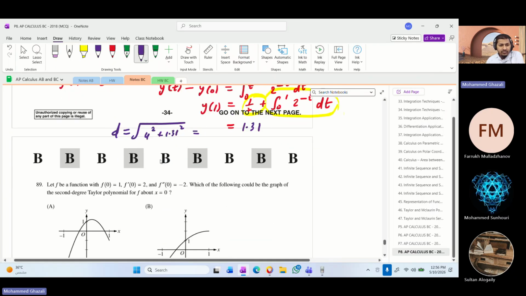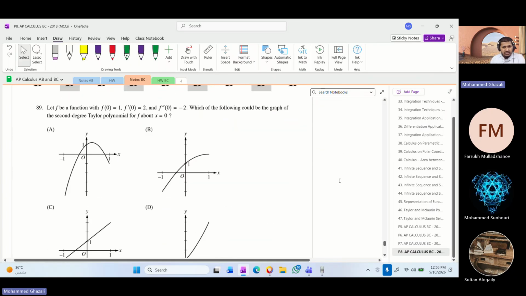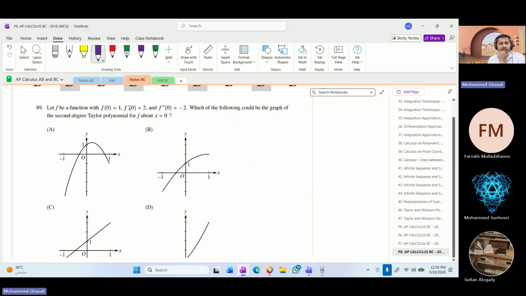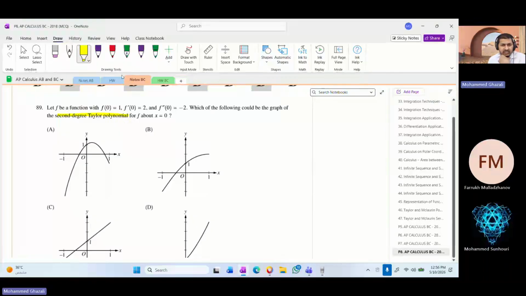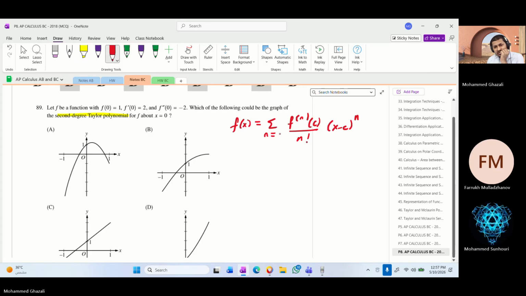Right, great. Let f be the function with f of 0 equals 1, f prime of 0 equals 2, f double prime of 0 equals negative 2. Which of the following could be the graph of the second degree Taylor polynomial? What's the second degree Taylor polynomial? The full Taylor polynomial is f of x equal to the sum from n equals 0 to infinity of the nth derivative evaluated at c over n factorial, times x minus c to the power n. Expand to 2 terms only.